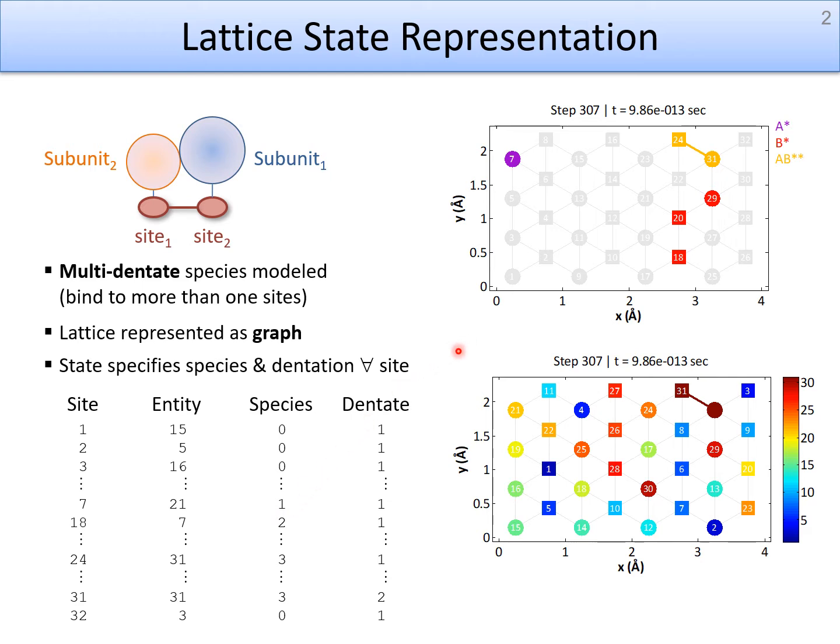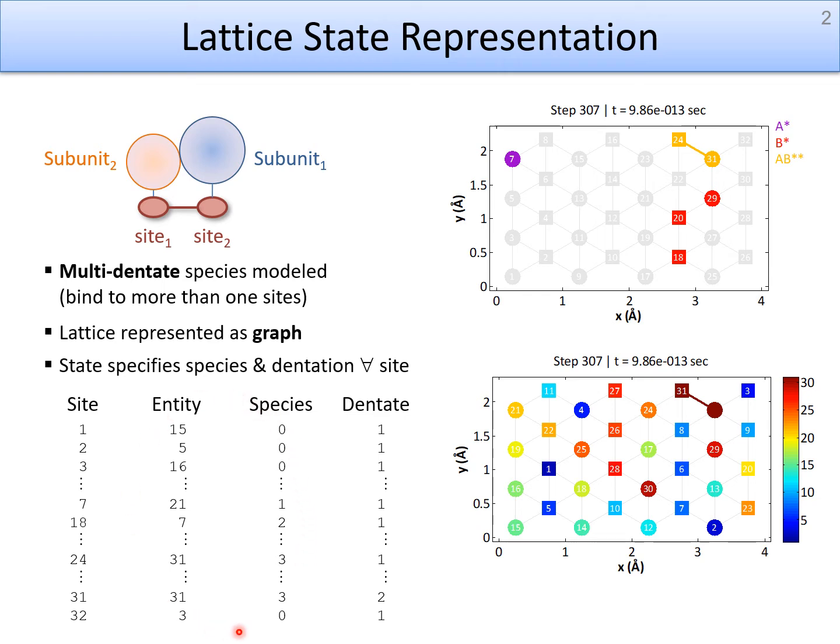So the seventh site would be this site up here. Species number 1 is this A star species. Then the 18th site is occupied by the second species. So this is site 18 occupied by B star, etc. So this is how this works. And the third species is this A B star star. So sites 24 and 31, right? 24 and 31 are covered by species number 3, which is this AB bidentate species.